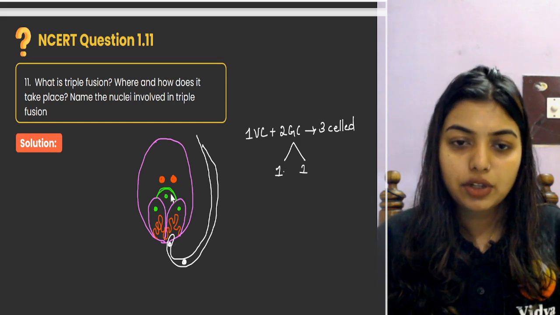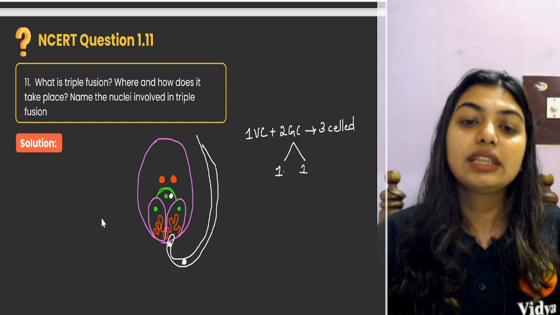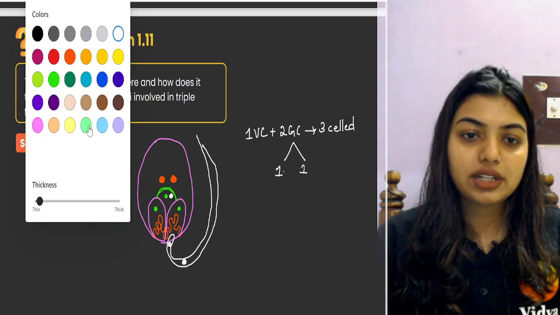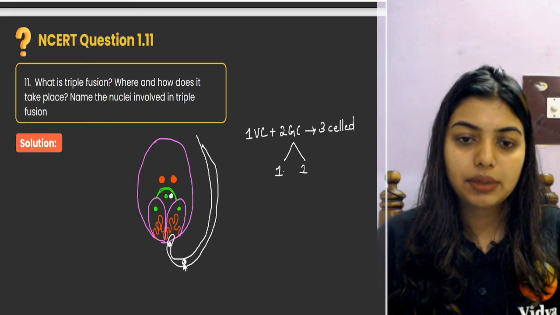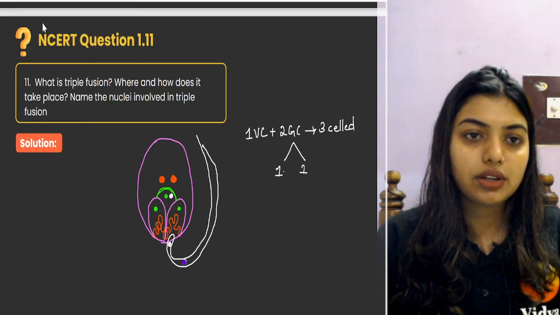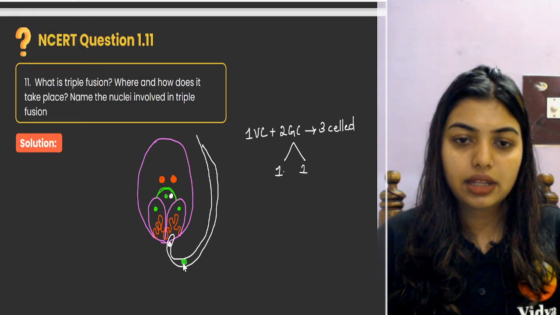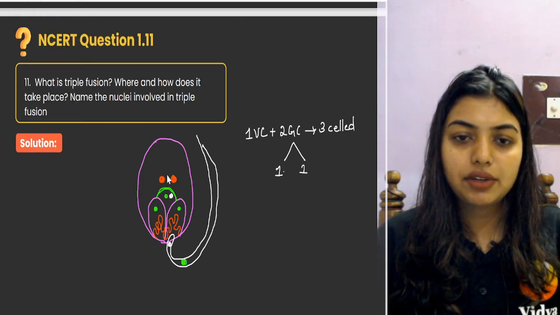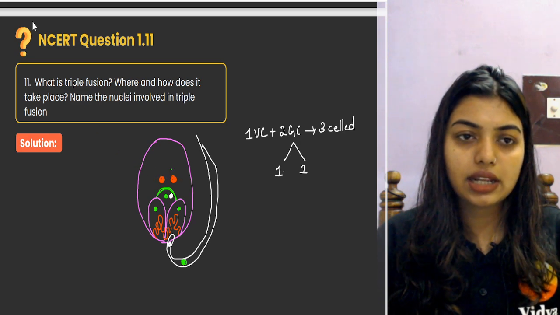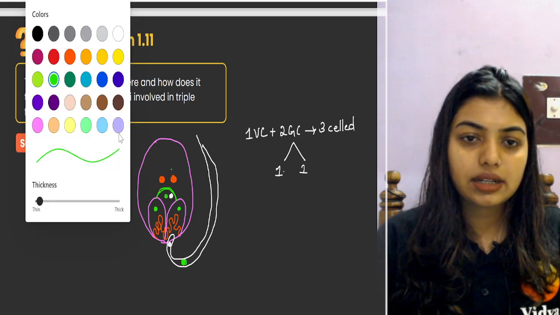One male gamete will go and fuse with the egg. Another male gamete, let's draw it in a different color. Purple color, I don't think it will be visible. Okay, green color. Another male gamete will go and fuse with this. This is an entire cell, no? This is an entire cell.